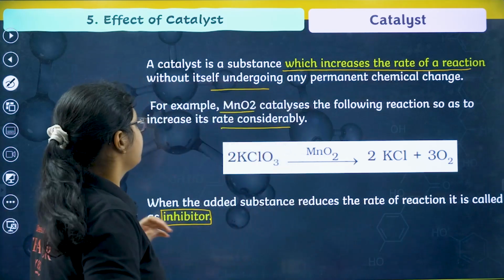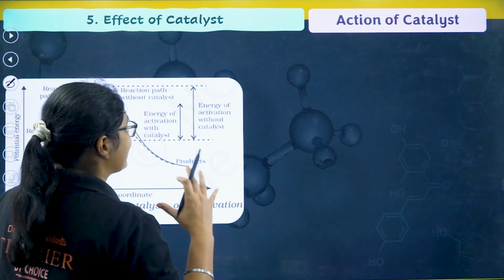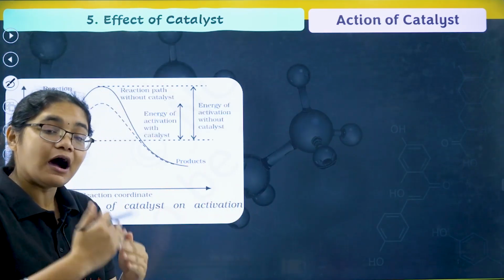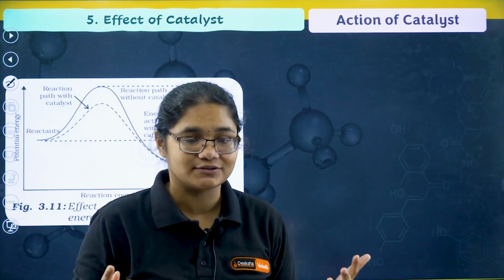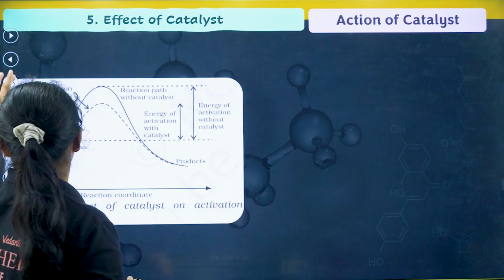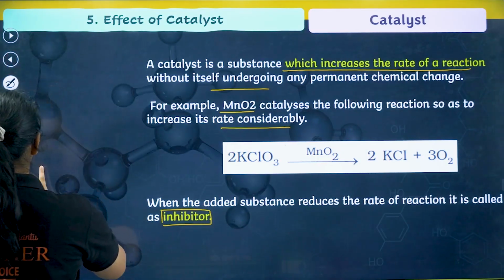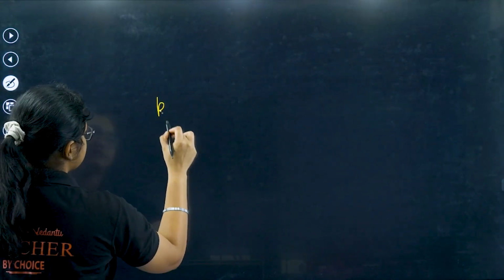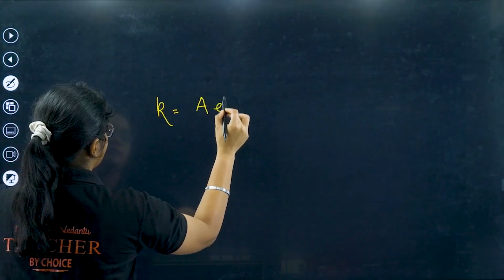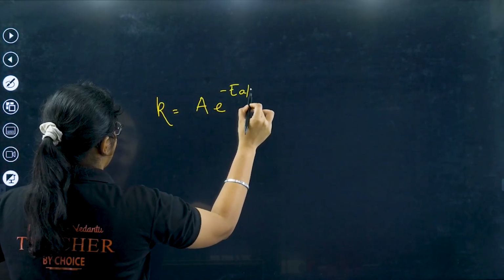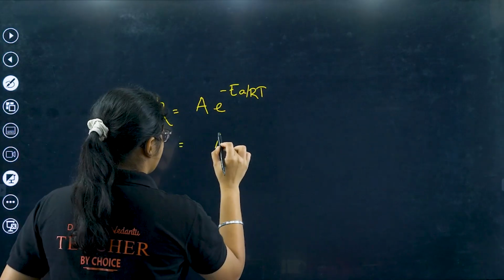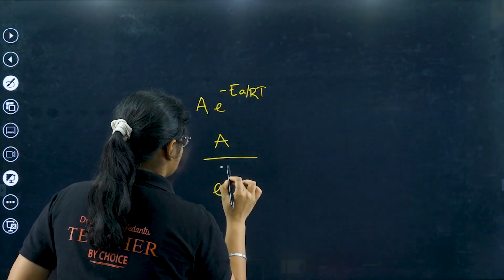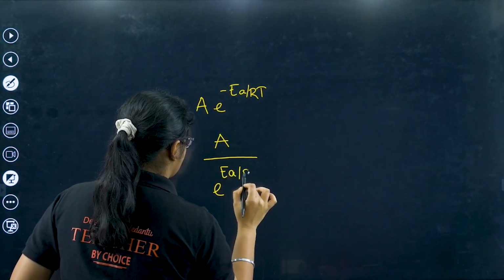Now moving to the next: how does this catalyst actually work? How, by adding a substance, does the rate of the reaction actually increase? For that we will understand one thing from the Arrhenius equation. What is the Arrhenius equation? K equals A into e to the power of minus Ea by RT, right? So can I write this equation like this: A into e to the power of Ea by RT.